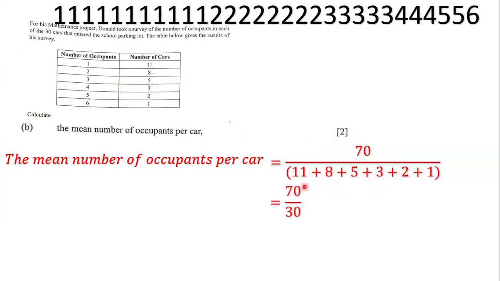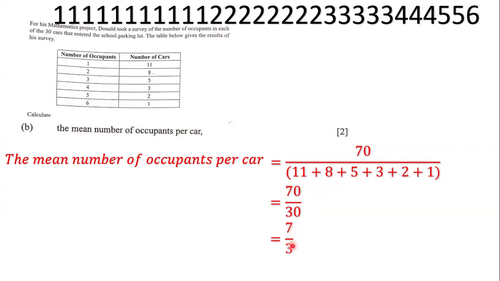So it's going to be 70 divided by 30. And 70 divided by 30, we could reduce it. So what I did here, I canceled out the zeros. So we cancel the zeros and we're left with 7 over 3. And then I divide it.